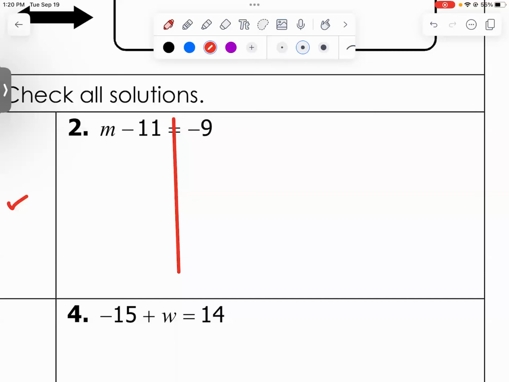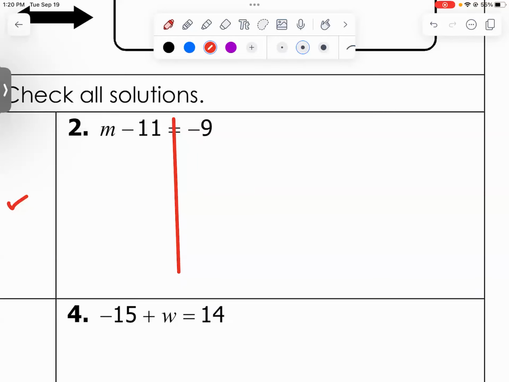So it's not like a requirement that you have to draw the line. However, the more complicated our equations get, the more organized it's going to help us be.